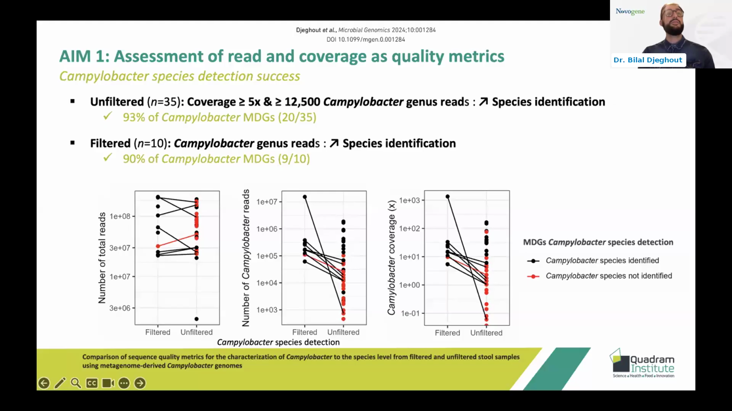The first plot on the left shows that both filtered and unfiltered samples have similar total read counts. The second plot highlights that filtered samples yielded more Campylobacter reads, as filtration reduces background noise and selectively enriches Campylobacter. The third plot on the right demonstrates generally higher coverage in the filtered samples. So these results underscore the significant benefits of filtering for enhanced Campylobacter detection.